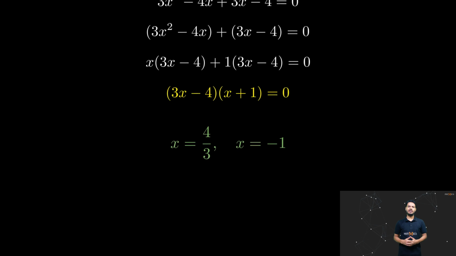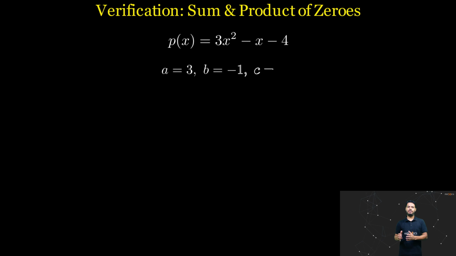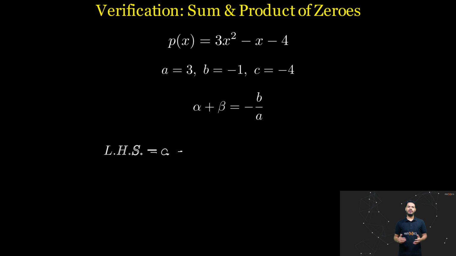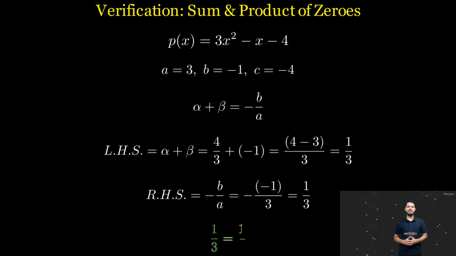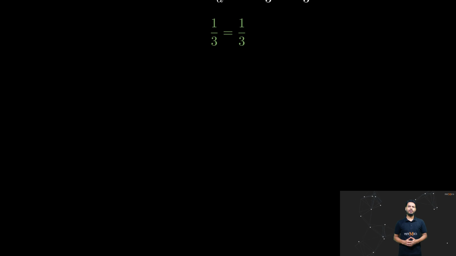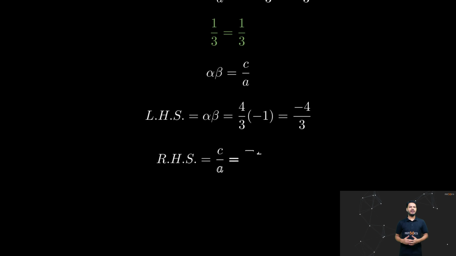To verify the relationship between zeros and the coefficients, we have a = 3, b = -1 and c = -4. We know that the sum of the zeros is equal to -b upon a. By solving the LHS, we get 1/3. And by putting the corresponding values on the RHS, we also get 1/3. Also, the product of the zeros is equal to c by a. Similarly, by solving the LHS and RHS independently, we get -4/3. Hence, the relationship is verified.